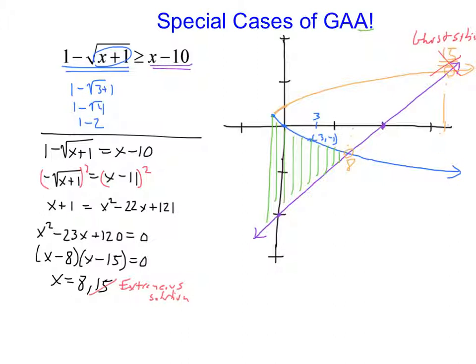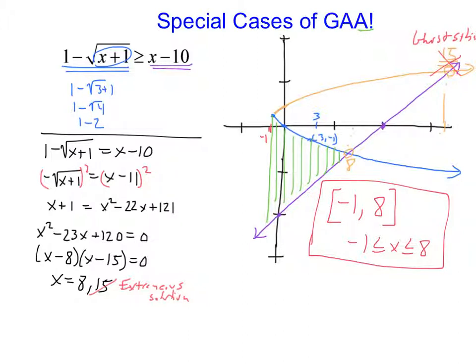So let's get our solution then. We know that this back here was at -1, greater than or equal to, and it can be at that value. So we got -1 up to 8, inclusive. -1 less than or equal to x, less than or equal to 8. And those are both of our solutions.